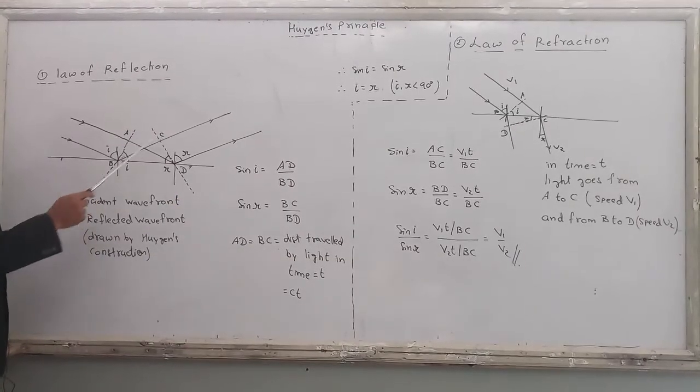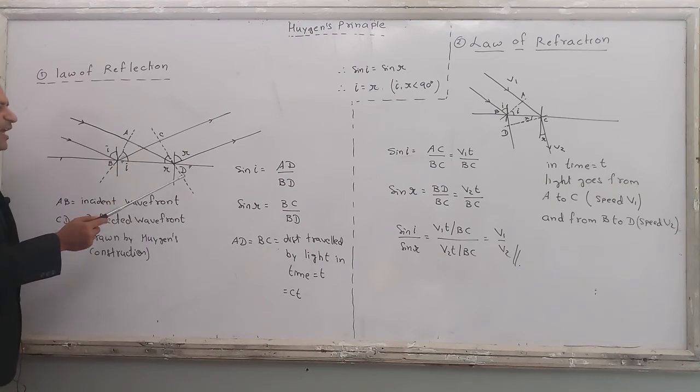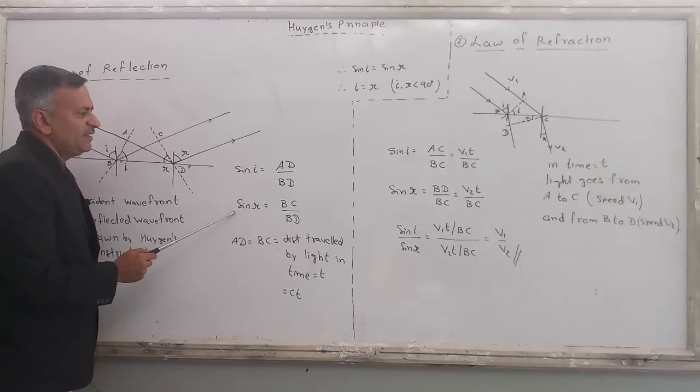From triangle CBD, find the value of sin R, that is opposite side upon hypotenuse. What is this? This is the angle R. And what is the opposite side? It is BC. And what is the hypotenuse? It is BD. So write the values of sin I and sin R.